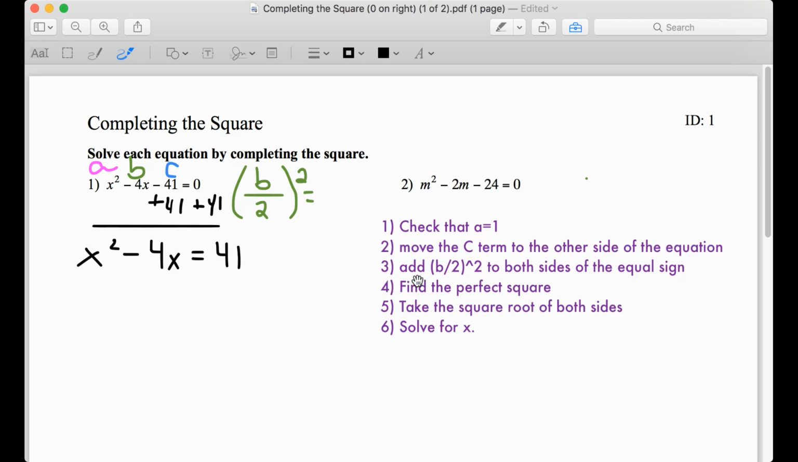And now I'm going to add b over 2 squared to both sides. So first I have to find what b over 2 squared is. So b is negative 4. So this is negative 4 over 2 squared. Negative 4 over 2 is just negative 2. And negative 2 times itself is positive 4. So I'm going to add 4 to both sides.